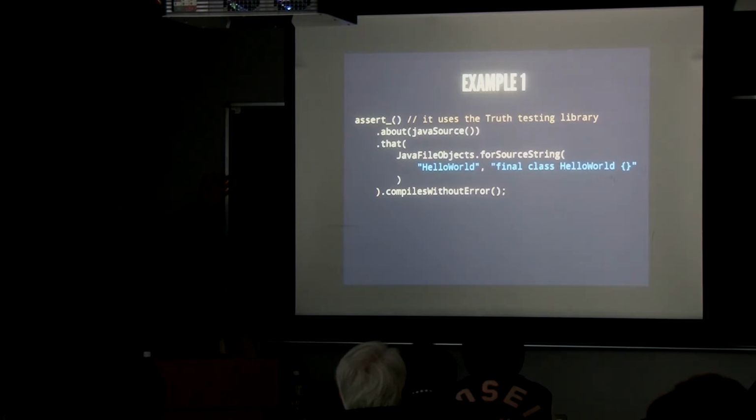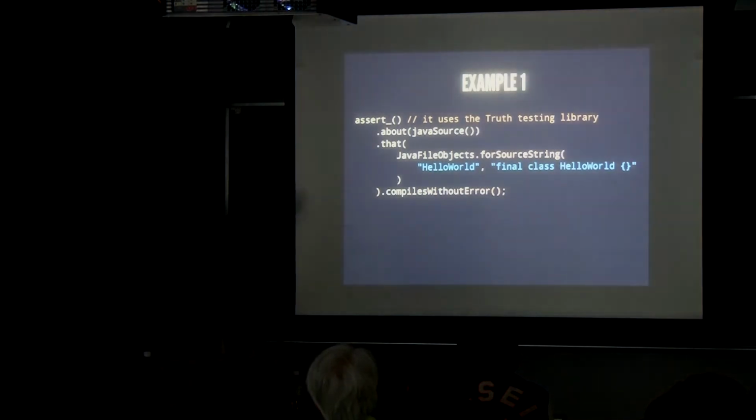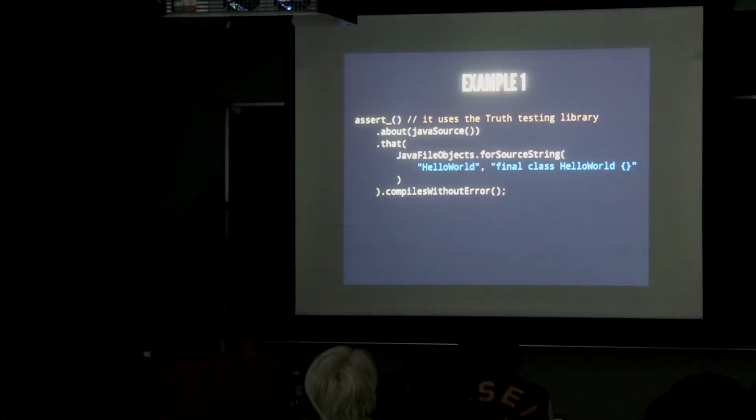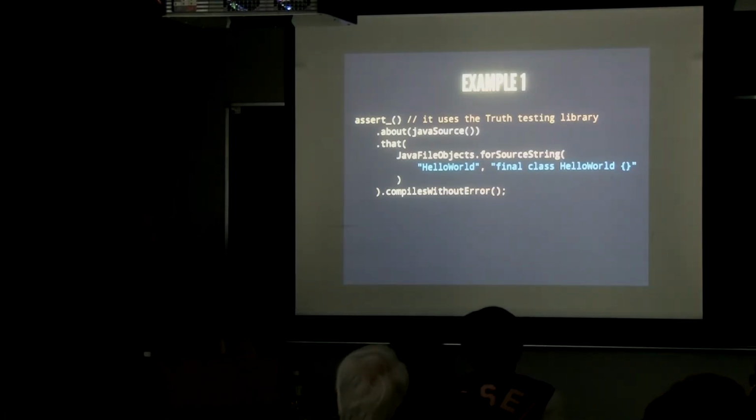So you can do something very simple like this. You can say, this is my Java file, just check that it compiles without errors. So here we have nothing to do with an annotation processor. Here we could be reading a file from anywhere and just doing a unit test that verifies that this compiles without errors. So this can be useful in other occasions as well.